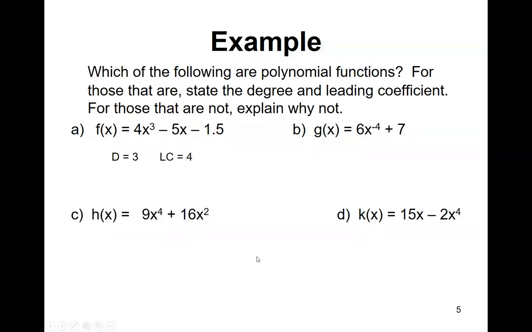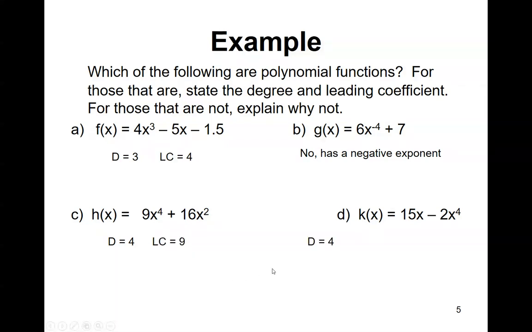Okay, for the first one, the degree is 3. That's the highest power right there. The leading coefficient is 4. Okay, this one would not be considered a polynomial because it has a degree that is negative, and the rule says it's got to be non-negative. Okay, for this one, our degree is 4. The leading coefficient is 9.